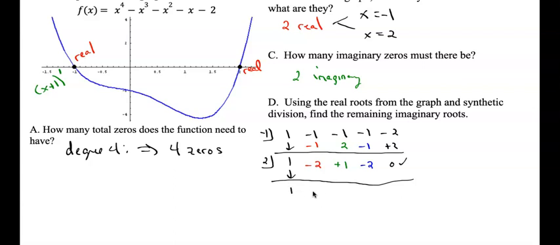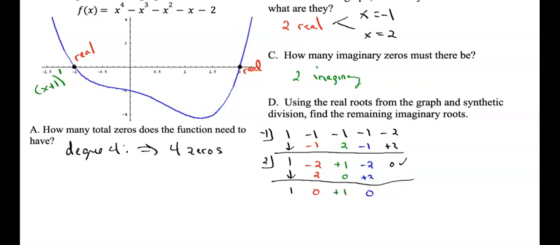Alright, just bringing down that 1 here, and I'll repeat the process. So 2 times 1 is 2, and I get 0 here. 2 times 0 is 0, and I'll get positive 1 here. 2 times 1 is positive 2, and I'll get 0 here.